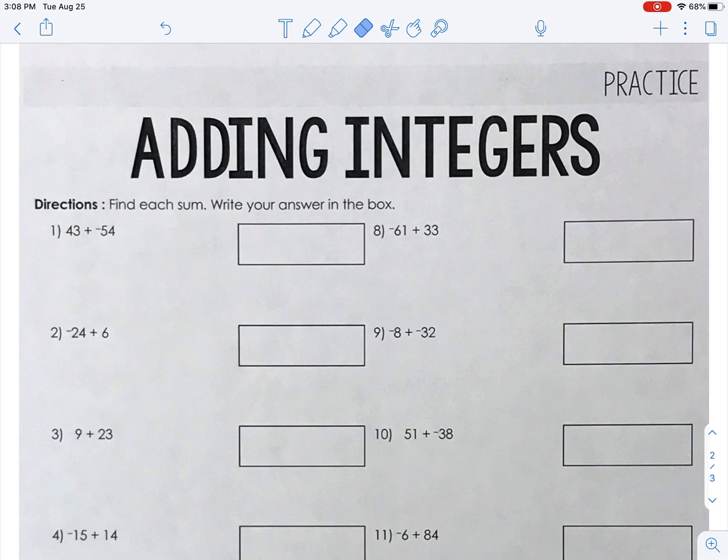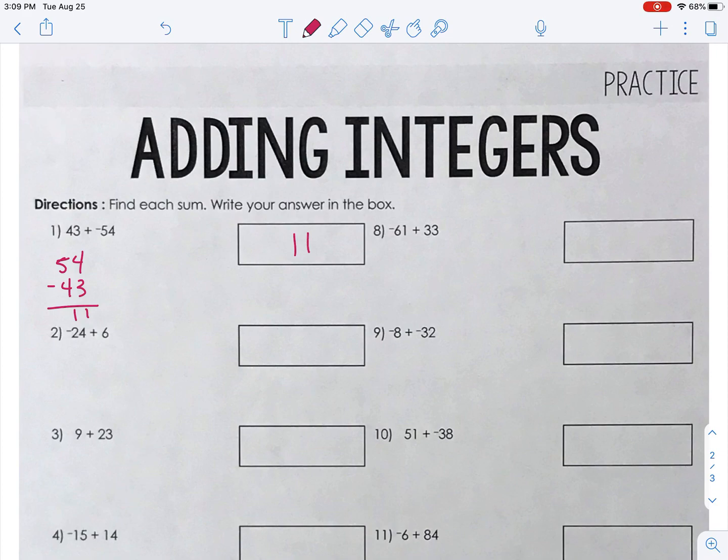So I want to do this first one along with you to get you started. So 43 and 54. 43 is positive. 54 is negative. Because the signs are different, I have to subtract. 54 is the bigger number, it goes on top. 4 minus 3 is 1. 5 minus 4 is also 1. So I know my answer is 11.